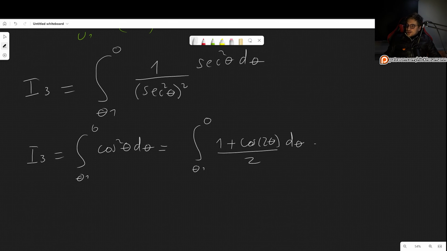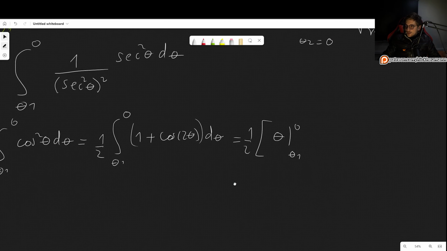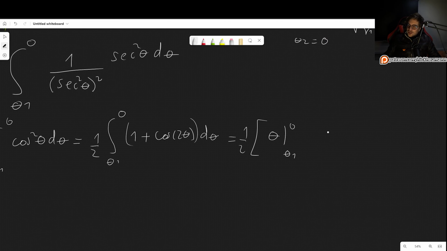Now let's integrate this, which is very easy. So doing that, we have the integral, actually let's pull the 1/2 outside. So we have 1/2, and then the integral of 1, that is very, very simple. That is theta, evaluated between theta 1 and 0. And then we have the integral of cosine of 2 theta, which is sine of 2 theta divided by 2, evaluated between theta 1 and 0.